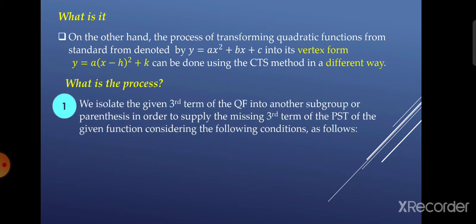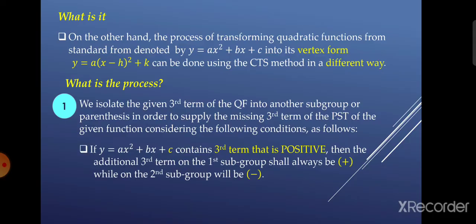How? Unsaon ang pamaagi, sir? Okay. So what would be the process? First step. First is we need to isolate the given. Ang isolate kay to transfer or ibuwag. We isolate the given third term of the quadratic function into another subgroup or parenthesis in order to supply the missing third term of the perfect square trinomial of the given function, considering the following conditions. Naay duha ka condition. First condition.